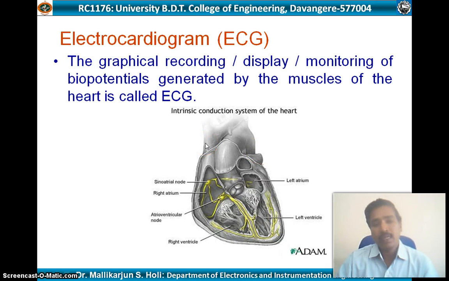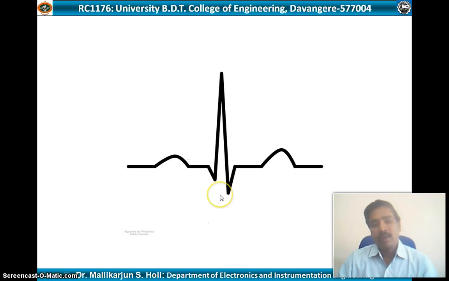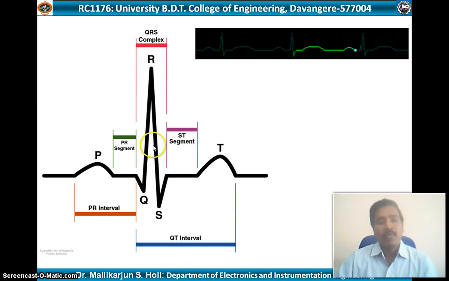One example of a biopotential is the electrocardiogram. The electrocardiogram is nothing but the display, recording or monitoring of the biopotential generated by the muscles of the heart, that is the myocardium. To understand this generation, we should understand the electrical conduction system of the heart, which contains the SA node, AV node, bundle branches and Purkinje fibers. This is a representation of the ECG, but it doesn't have any value unless it has nomenclature. This is the typical pattern of an ECG waveform. It contains a P wave, QRS complex and the T wave.